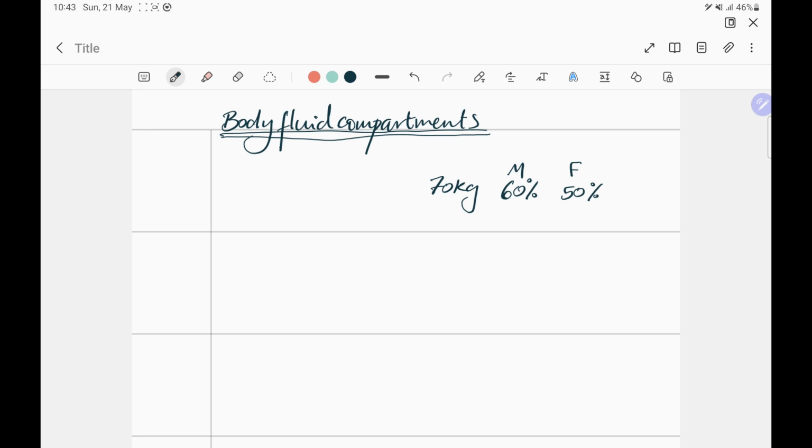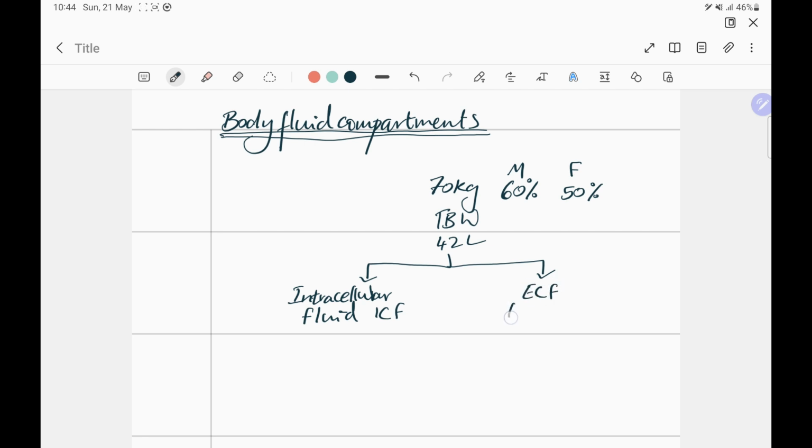But anyway, if you are a 70 kilogram male, then your total body water is 60%, so that comes to around 42 liters, like we said. Now this 42 liters is divided into two compartments, and I'm going to elaborate on it even more. The first one is the intracellular fluid compartment, which is all the fluid inside the cells. So we'll call this ICF, intracellular fluid. And the other is extracellular fluid, the extracellular fluid compartment.